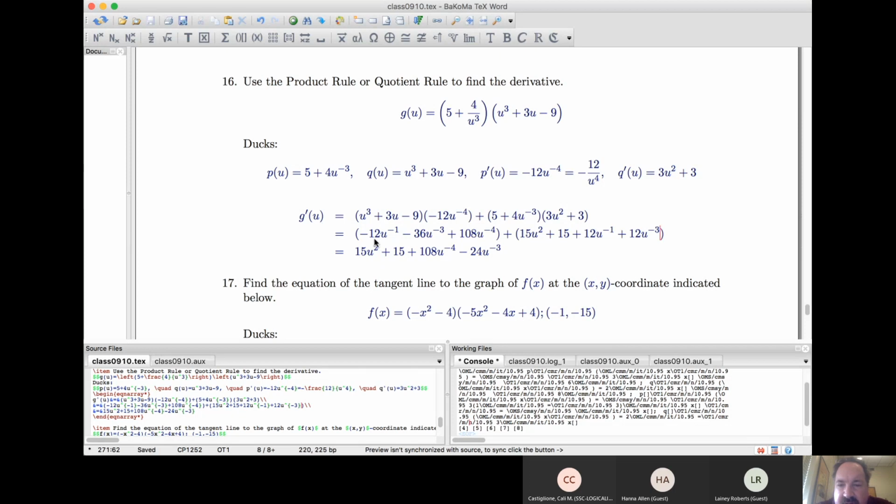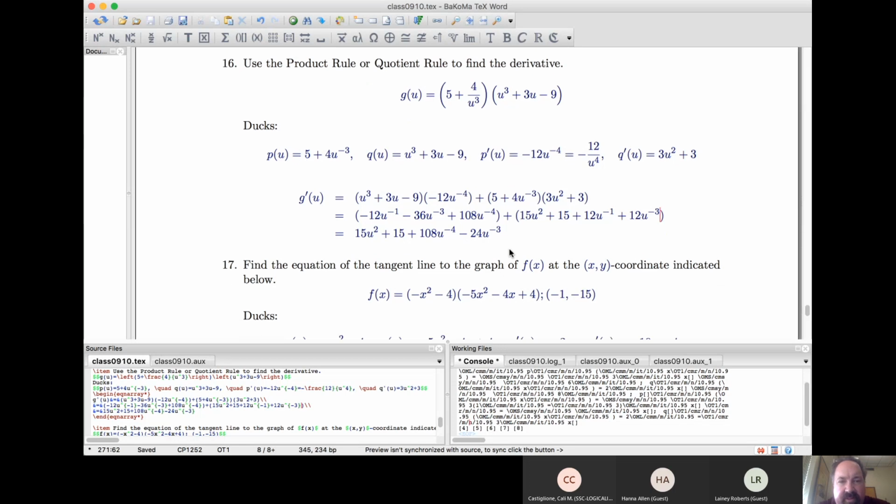And then we look for any terms that can be combined. So here we have minus 12 u to the minus 1 plus 12 u to the minus 1. These two terms will actually cancel. Then we have 15u squared here, this term here, and then I have two terms involving u to the minus 3. Those are like terms that can be combined. It gives you minus 24 u to the minus 3.